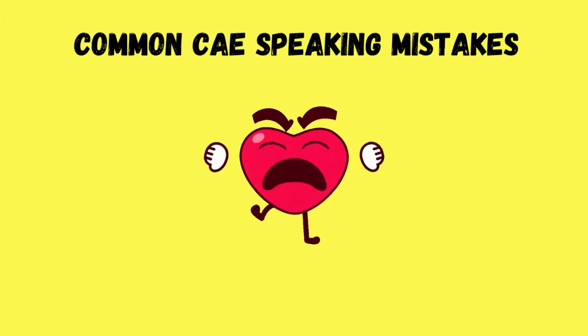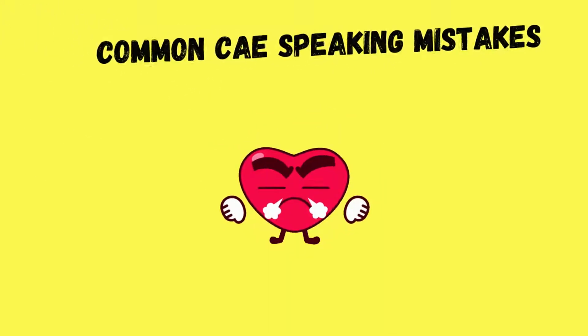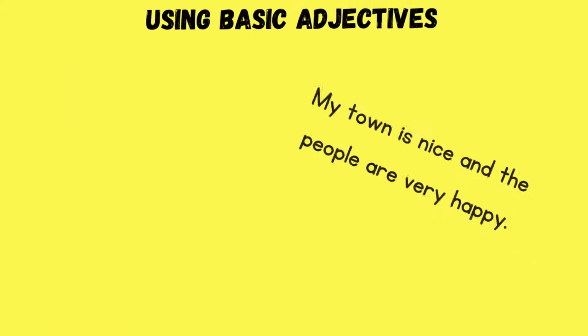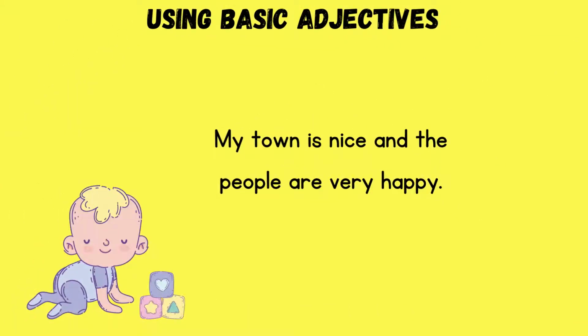Common CAE speaking mistakes. What are they? First of all, many students use basic adjectives like good, bad, happy, sad, or nice. Well, if you use these adjectives, you are not going to score many points because those are the same adjectives that a child might use.